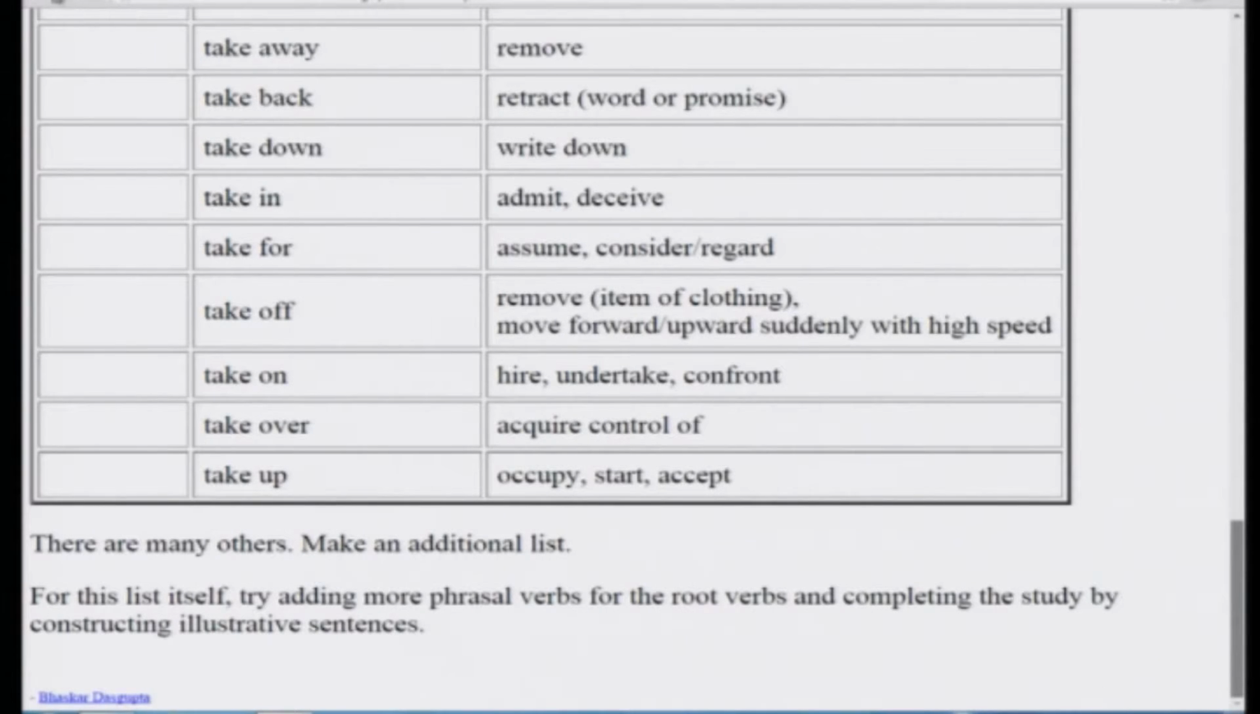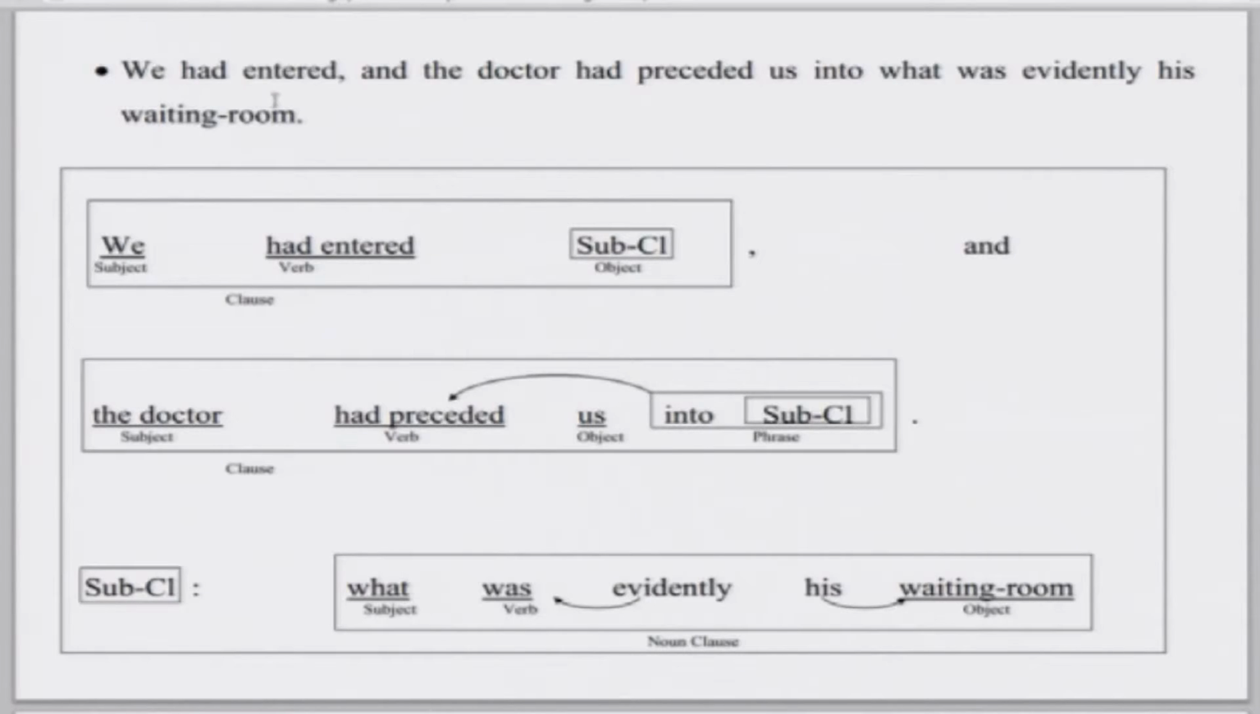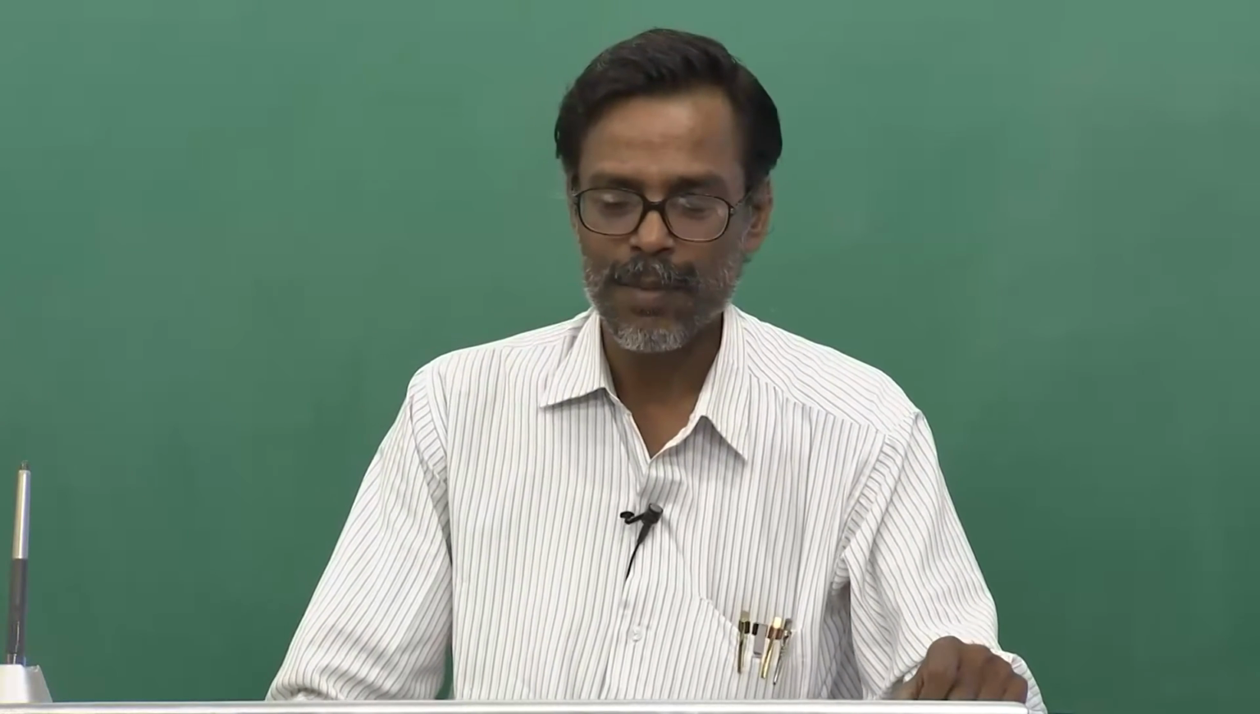So, we go to our segment on syntax, which is extremely important. We have done a lot of parsing of simple, compound and complex sentences. Now, we come to the most difficult one, mixed sentences. We had entered and the doctor had preceded us into what was evidently his waiting room. Now, in this, the new aspect, the funny part of it is that this subordinate clause, what was evidently his waiting room, is coming in both the other clauses in such a bad manner that we could not frame it into the normal style in which we like to frame these parsing examples.